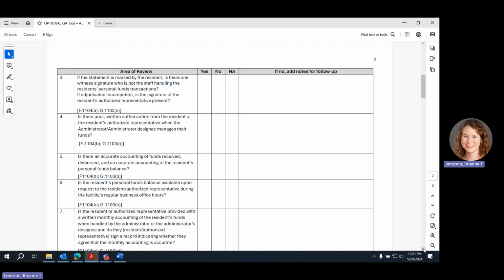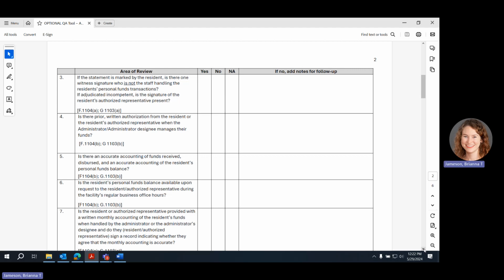The sixth area of review, is the resident's personal funds balance available upon request to the resident/authorized representative during the facility's regular business office hours? There is space to check yes, no, or not applicable. And if no is checked, there is space on the right-hand side of the page to add notes for follow-up.